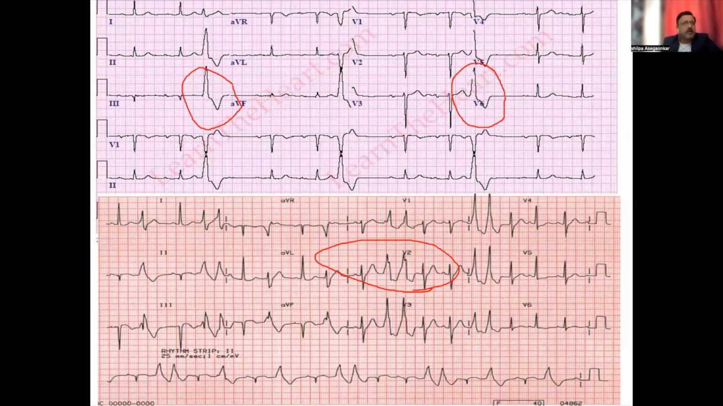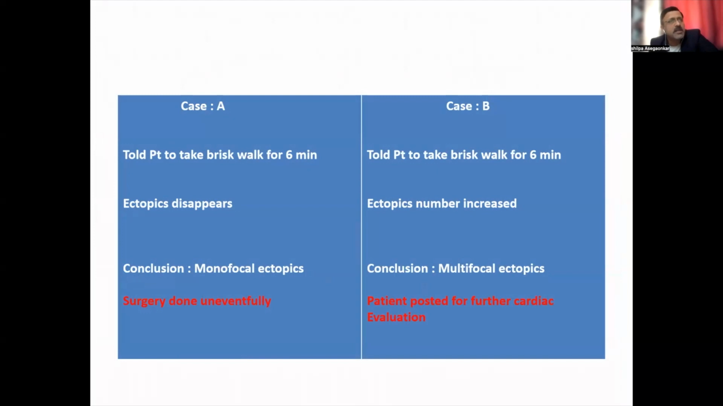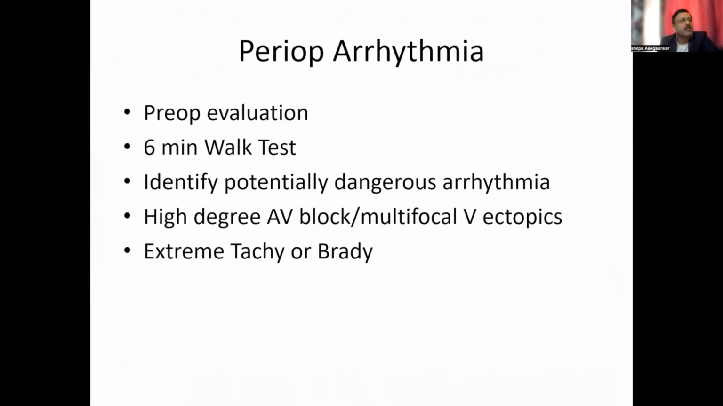Now, when such patients come for anesthesia, as an anesthesiologist, what should we do? Ask the patient to take a brisk walk for 3 minutes. Once you increase his or her heart rate, if the ectopics disappear, this is a good sign. This can be a normal phenomenon, and surgery can be done uneventfully. But if the ectopics increase, this is a dangerous sign. This patient needs further cardiac evaluation. Such simple evaluation we may need during the perioperative period when you face a patient with ectopics during PAC or preoperative evaluation. Our aim is to identify potentially dangerous arrhythmias like high degree AV block, multifocal ectopics, or extreme tachycardia or bradycardia.